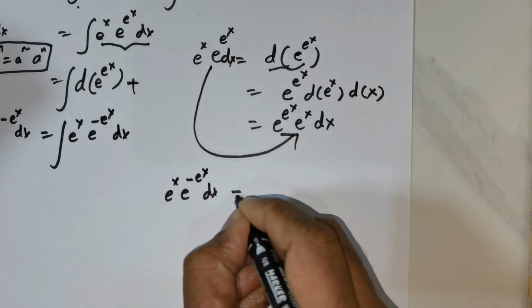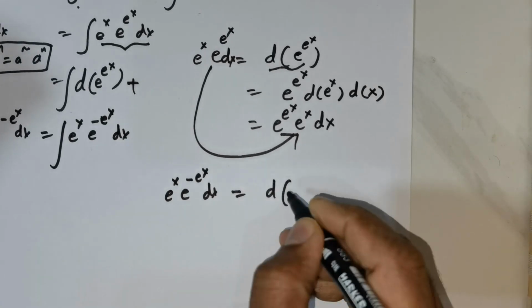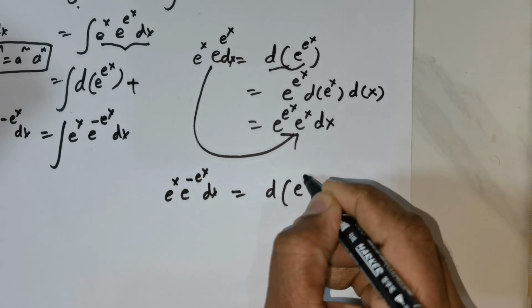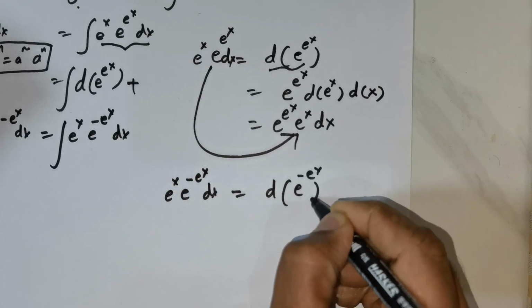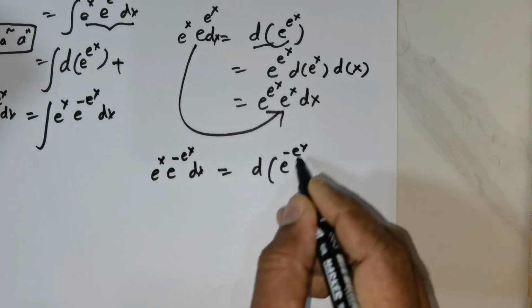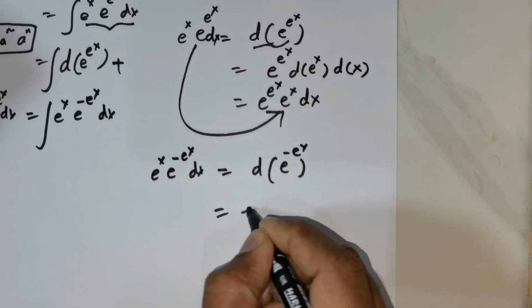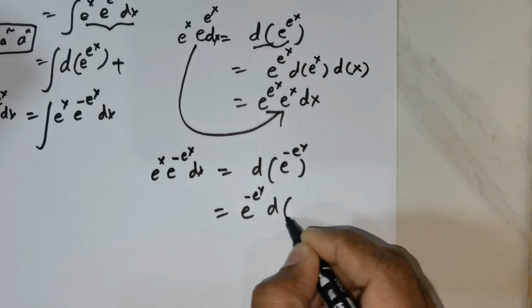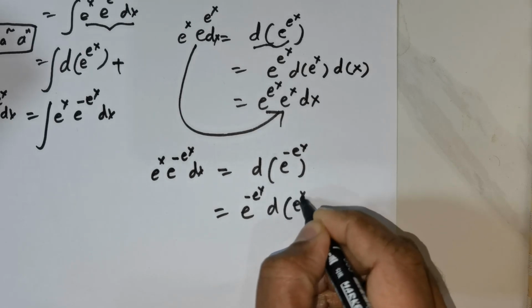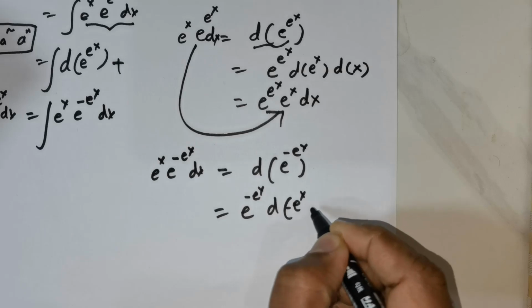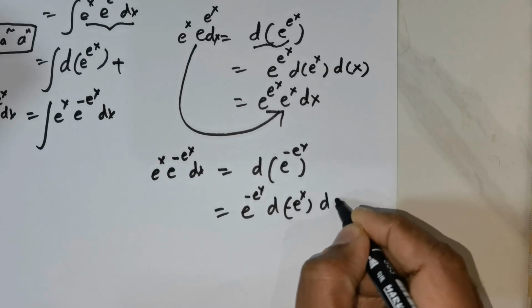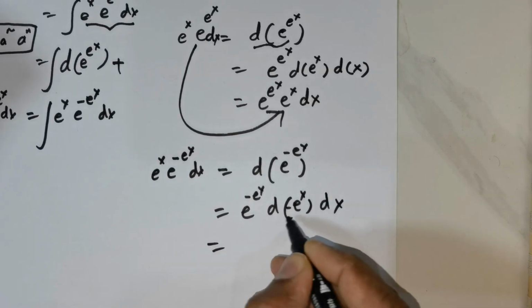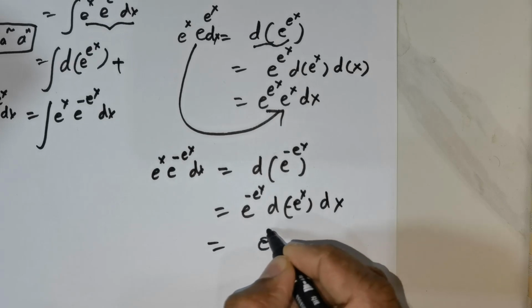Now let me check the derivative of e raised to the power of negative e raised to the power of x. What would be the output? We differentiate this quantity, so that would give us e raised to the power of negative e raised to the power of x. Next, the derivative of e raised to the power of x, this quantity with the negative sign, followed by the derivative of x, right?